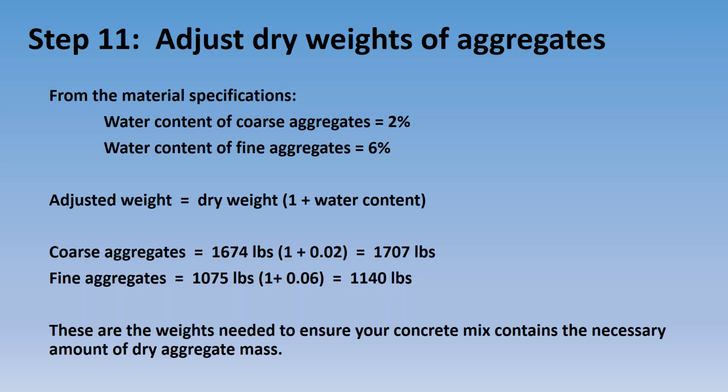Same thing with our fines. We need 1,075 pounds of dry sand. We multiply that by 1 plus the current moisture content of our sand, so we actually need to weigh out 1,140 pounds of the moist sand to guarantee that we're getting 1,075 pounds of actual dry sand.